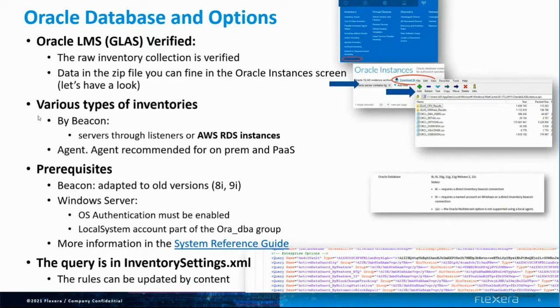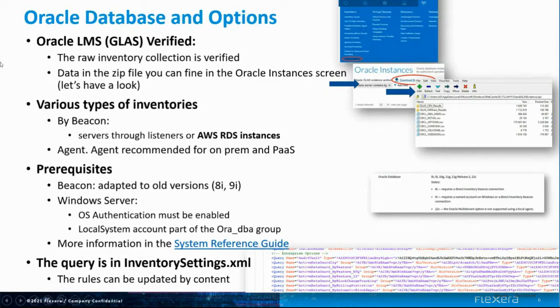We can set up in FNMS a discovery task, which will ping the Oracle listeners. And based on this list of servers that have been built from the Oracle pings, you can, one by one, inventory the servers through the listener with a user account. And this way is the first way that was used by Flexera a long time ago.